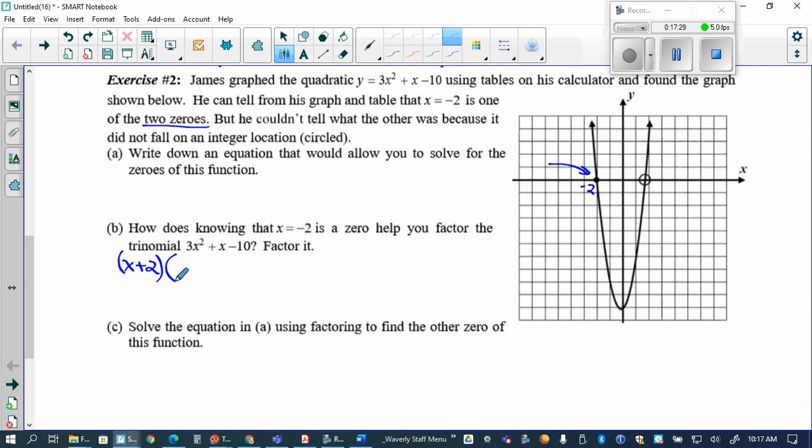I don't think I really want to do it their way. Part A, write down an equation that will allow you to solve for the zeros of this function. I think their way is a little harder to think about. I want to do it in a way that we've already done before, so it's in your head and should therefore be easier.